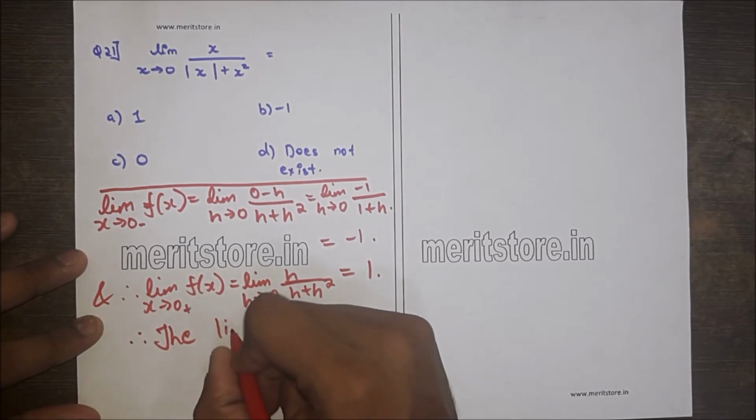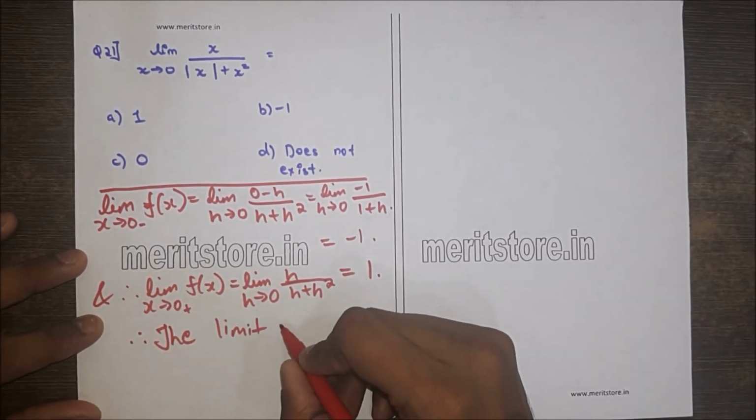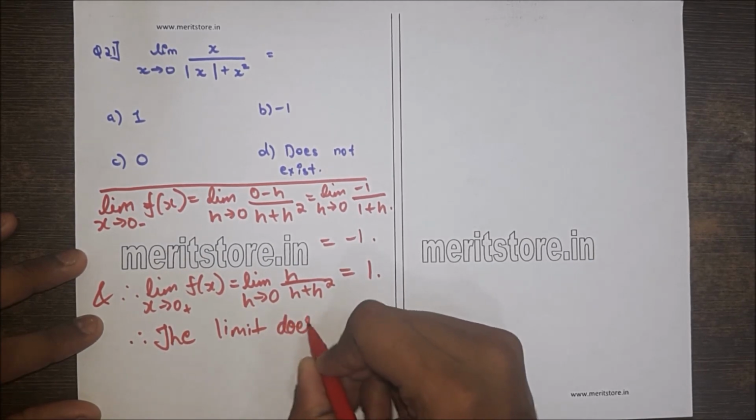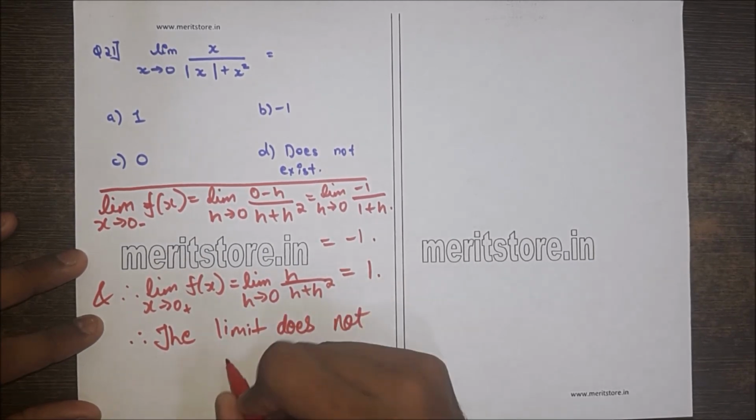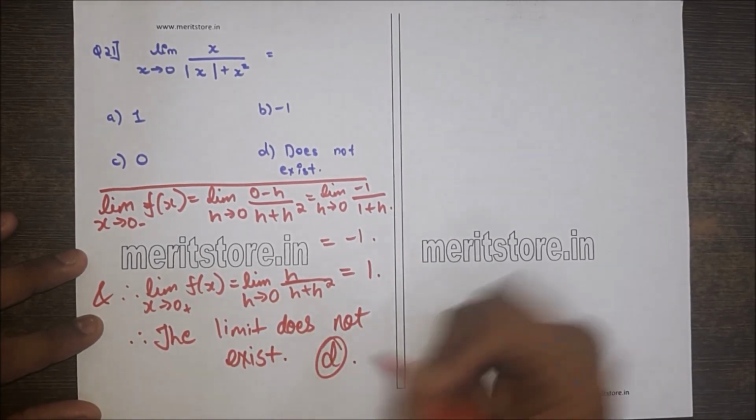Now since we have minus 1 and 1 which are existing answers, therefore the limit for this term would not exist, which is option D.